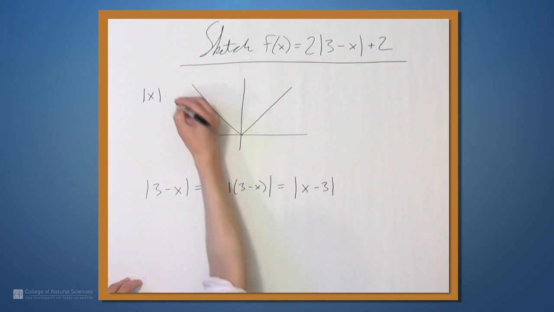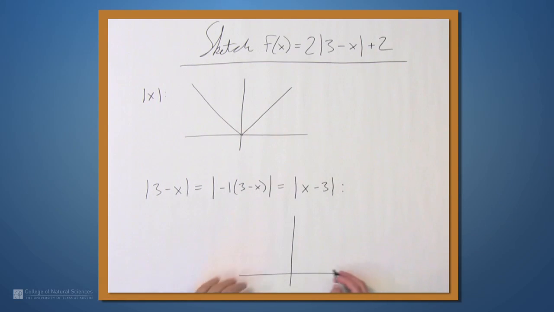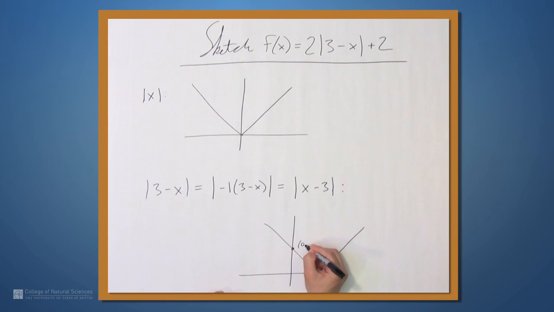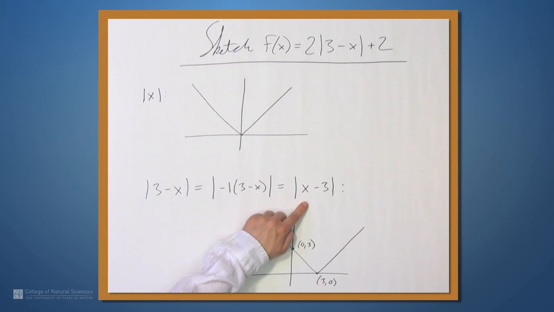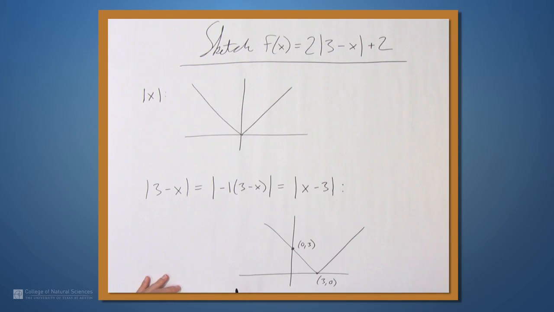So to graph the absolute value of x minus 3, we start with this absolute value graph and we shift it over. So the pointy part is now at 3. So we get something that looks like this. Right? So now we have this point, we can label this (3, 0). And we also now have a y-intercept up here, which is at (0, 3). So there's our graph of the absolute value of x minus 3. Now let's throw in this 2, and we'll start that on a clean sheet of paper.